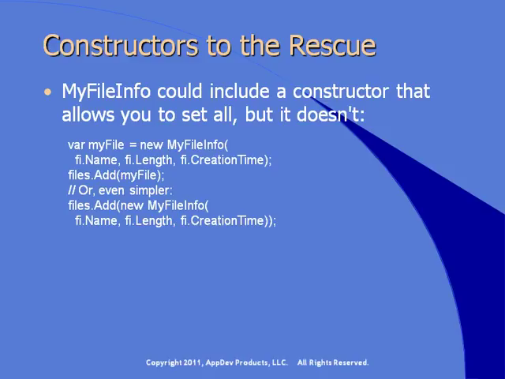But if it did, you could say var myFile equals new myFileInfo and pass in the name, the length, creation time at the time you construct the object and then add the object to the collection. So 2 lines of code. Or even simpler, you can do it in 1 line of code. Files.add, new myFileInfo, and pass to the constructor fi.name, fi.length, and fi.creationTime, but that constructor doesn't exist. But what if you could take advantage of the new feature added for LINQ that makes it easier to work with anonymous types? That is, the ability to call a constructor that really doesn't exist. Let's look at an example that demonstrates that behavior.